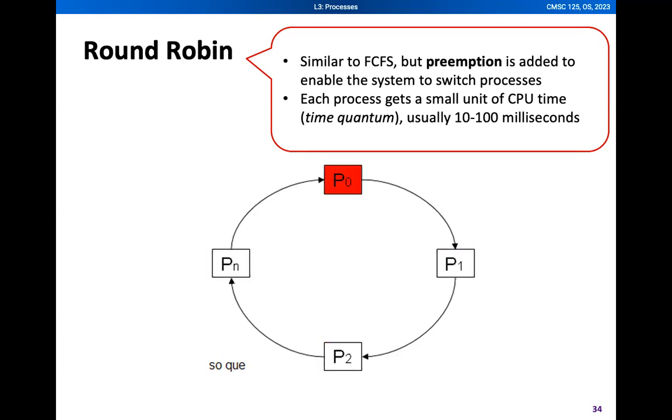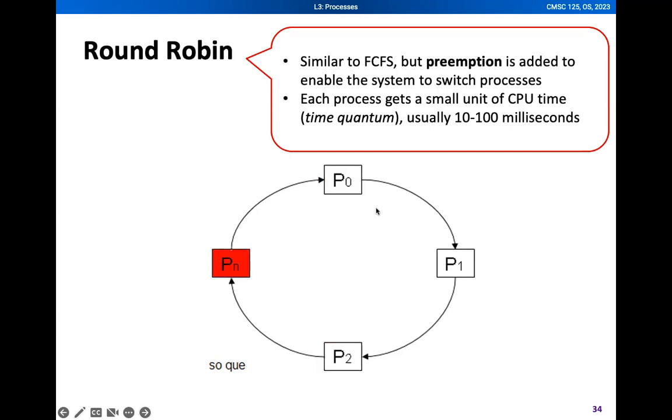Each process is only given a small amount of CPU time, or the time quantum, usually from 10 to 100 milliseconds. For example, only 10 milliseconds is given to P0 and it gets switched to another process, P1, which is also given only 10 milliseconds, then P2 and then P3. Each of these is given a specific time slice to execute.